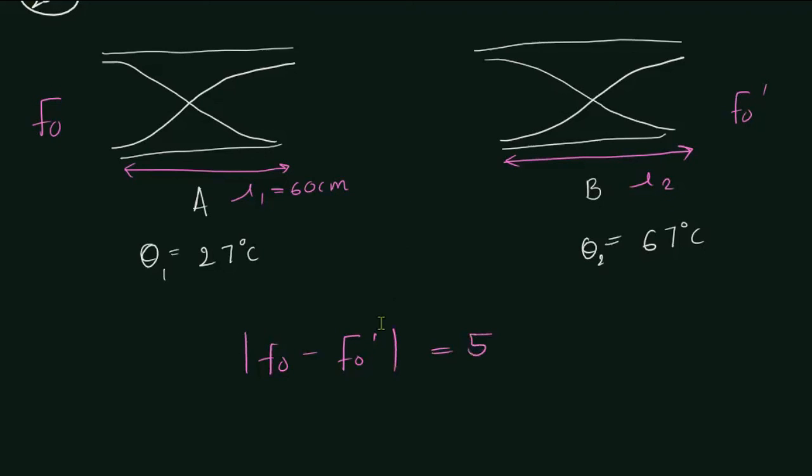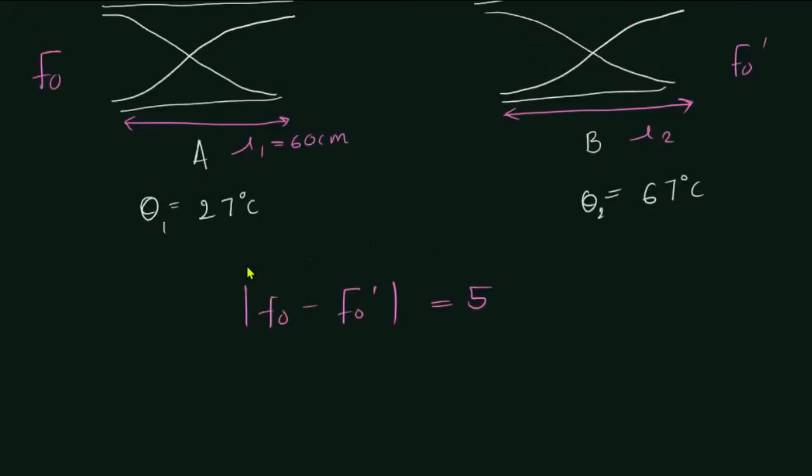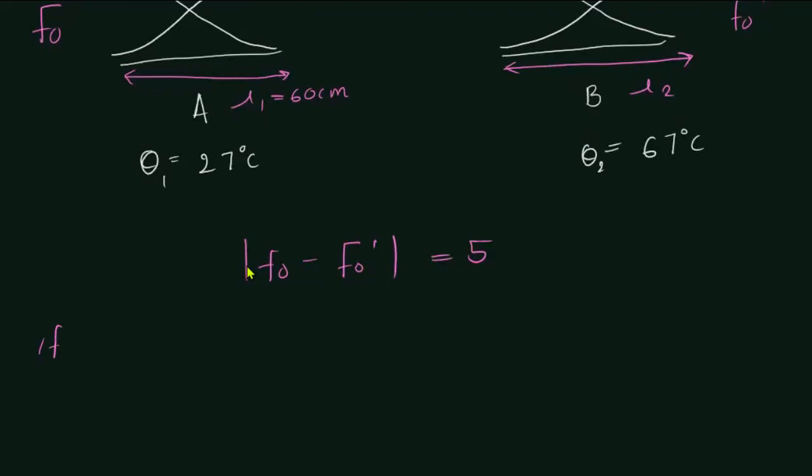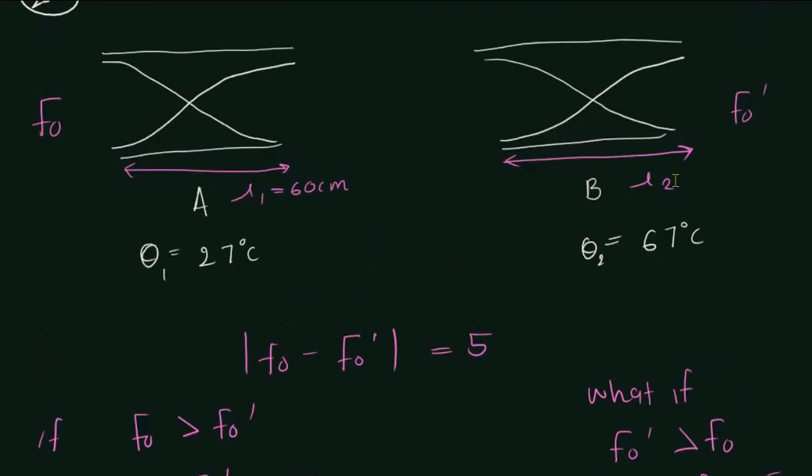I will show you only one case. Mostly you will have to find the other way also. I'm going to assume f naught is greater than f naught dash, then f naught minus f naught dash is equal to 5. You have to prove the case where f naught dash is greater than f naught, rewriting the equation accordingly, and find the length for that as well. I'm not going to find for both, only for one: the condition where this fundamental frequency is greater than the other.